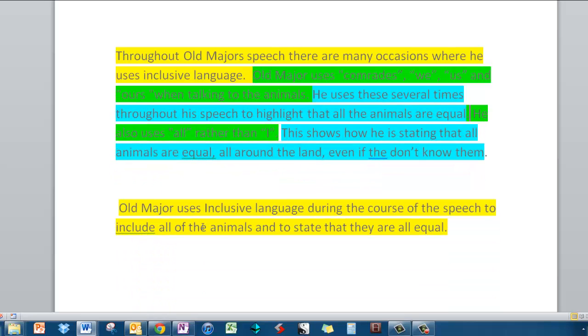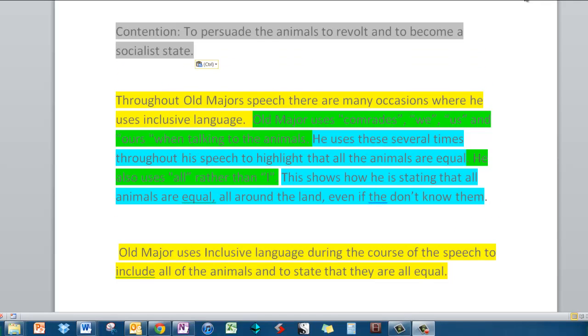And the last sentence should relate it back to the topic sentence, to the contention. Now, remember the contention in this piece was for Major to persuade the animals to revolt, to become a socialist state. So I'll just put that down here. So if the purpose was to persuade the animals to revolt and become a socialist state, then we need to actually link why Major is using comrades and I and we and us to do this.